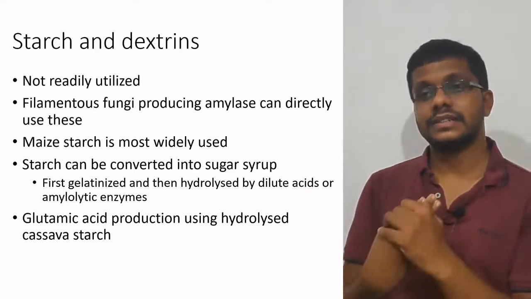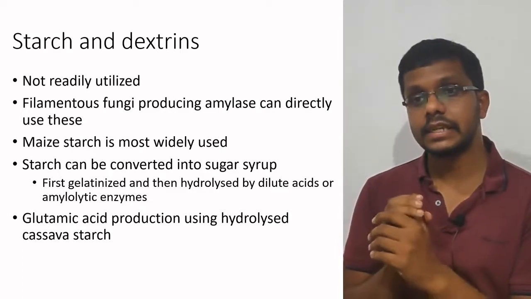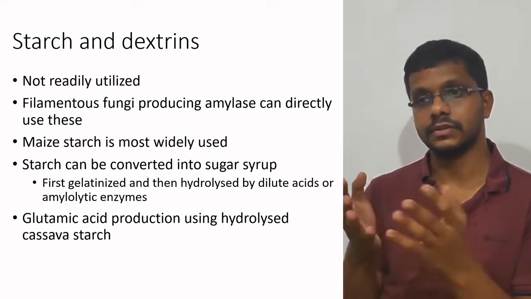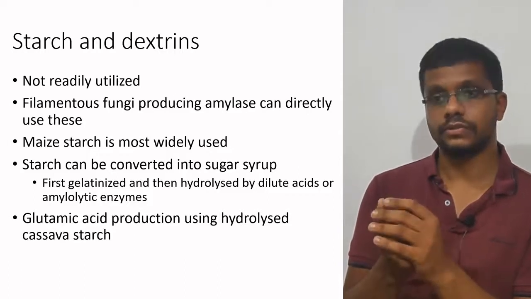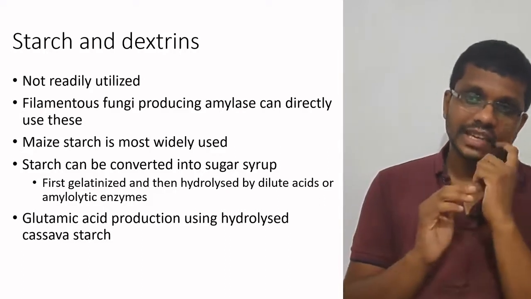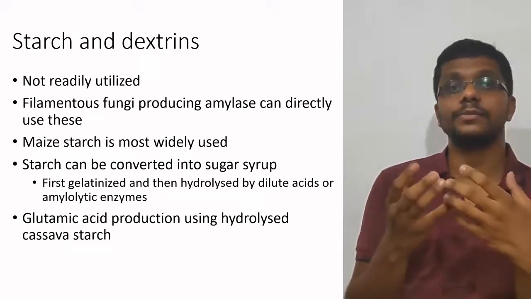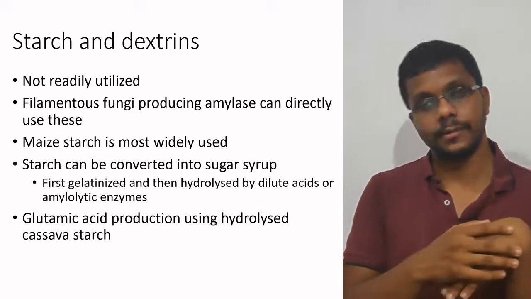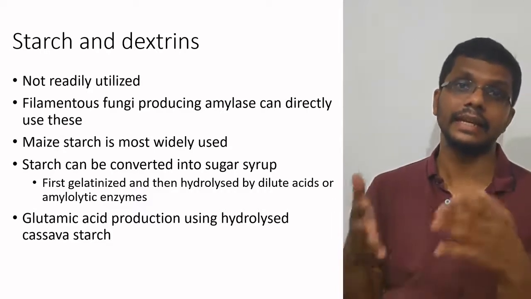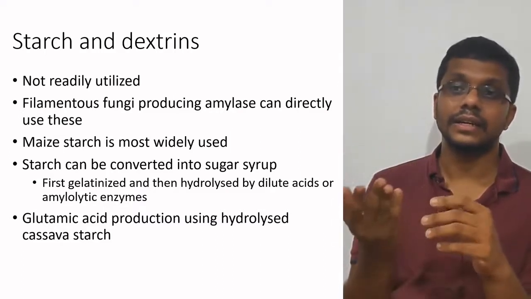Next carbon source is starch or dextrins. Starch or dextrins are basically polysaccharides, so they are not readily utilizable. So they can be used for the production of secondary metabolites. They can be directly used for the growth of filamentous fungi producing amylase. The thing is that if a microorganism needs to use starch as a substrate, it should have a mechanism to degrade these polysaccharides into monosaccharides. So only the organism which has the ability to produce amylase, the enzyme degrading starch into sugars, can use starch as a carbon source.